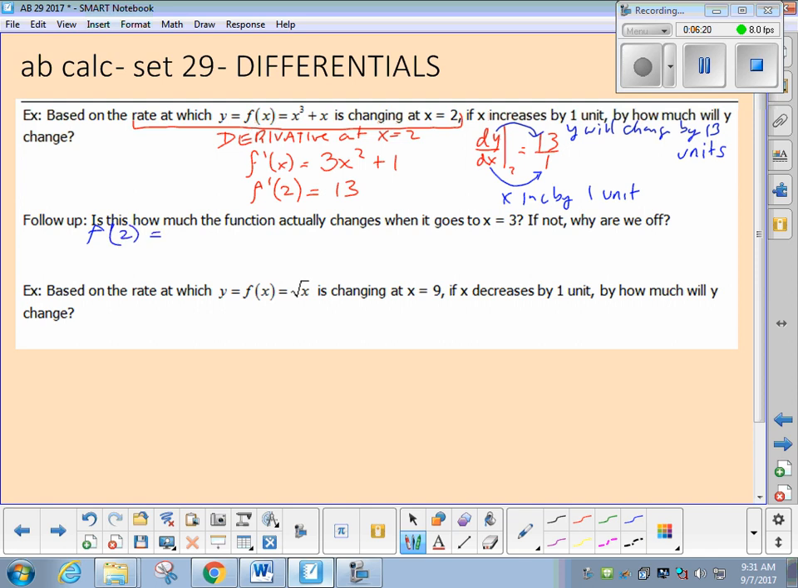at 2, what is the function equal to? 2 cubed plus 2 is 10. And by going to 3, I'm actually getting 3 cubed plus 3, which is 30. So what I would call the true change was actually 20, not 13.